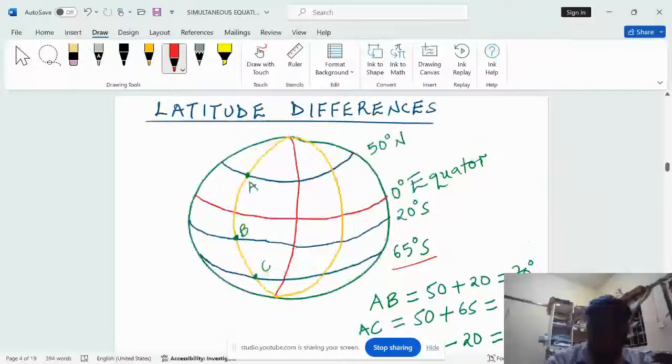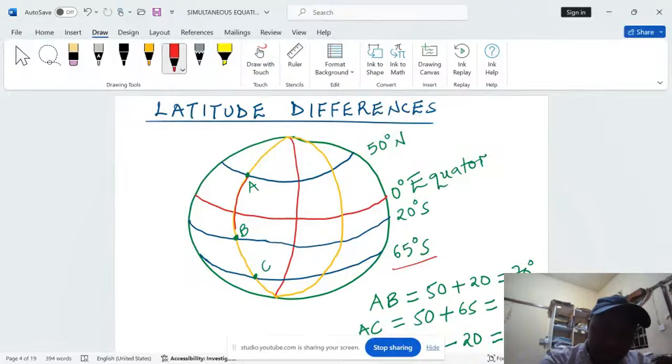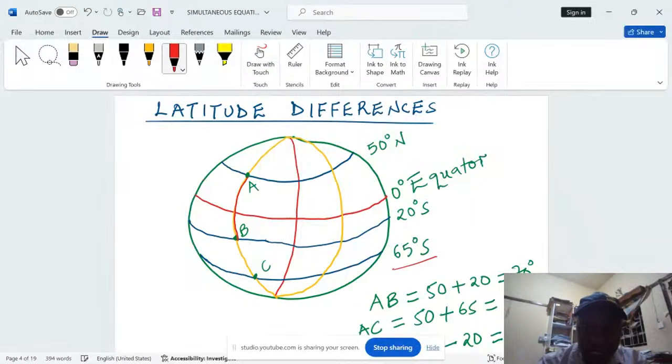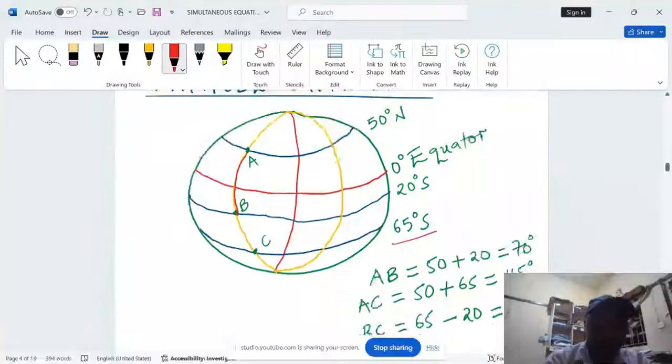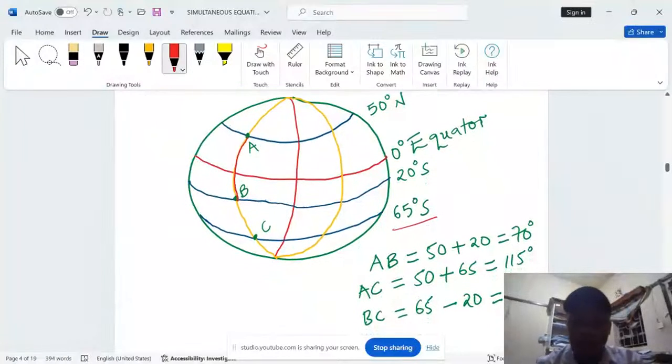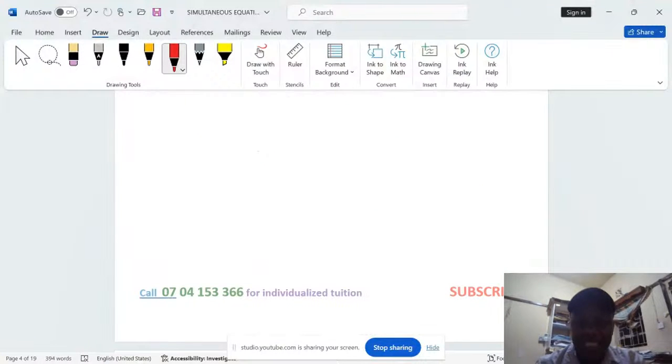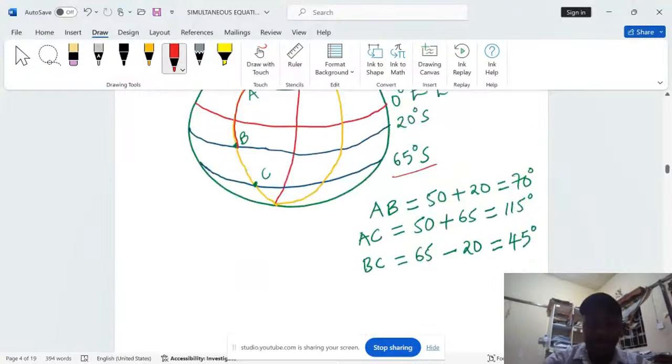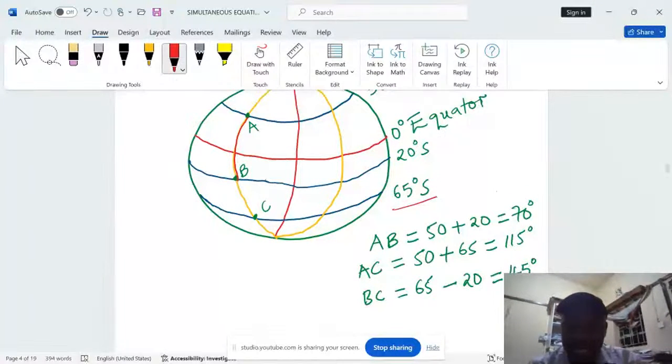Latitude difference: points A and B will be moving from 50 degrees in the north through all this angle until we arrive at 20 degrees in the south, and that will be through an angle of 70 degrees. Therefore, the latitude difference will be equal to 70.